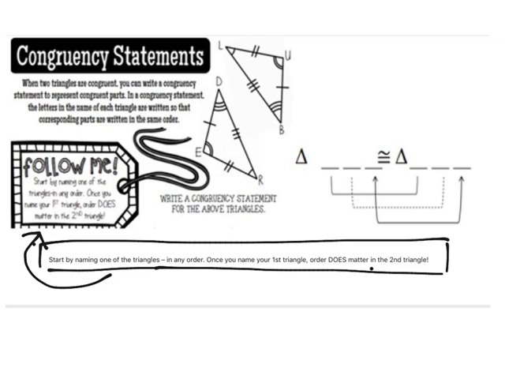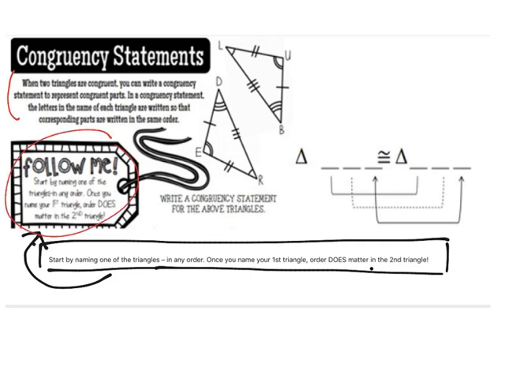Okay, so congruency statement. I know this is kind of hard to read, so I'll read it aloud. When two triangles are congruent, you can write a congruency statement to represent congruent parts. In a congruency statement, the letters in the name of each triangle are written so that the corresponding parts are written in the same order. So order does matter. So follow me.